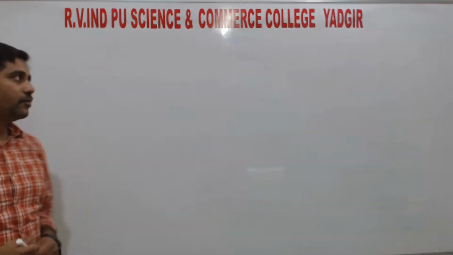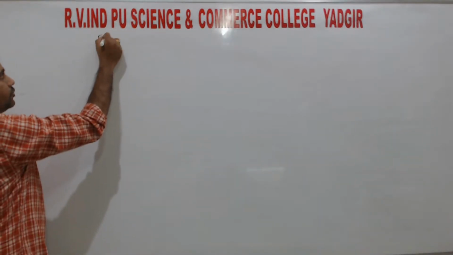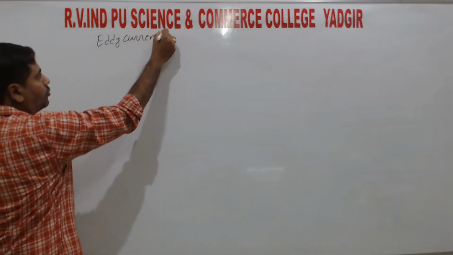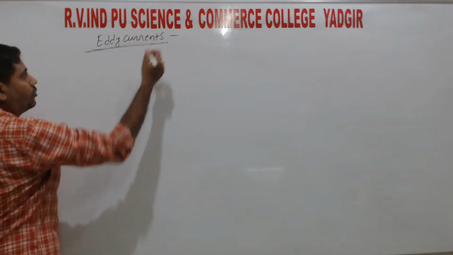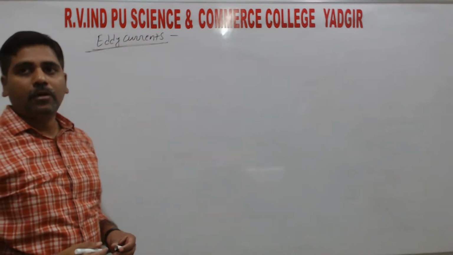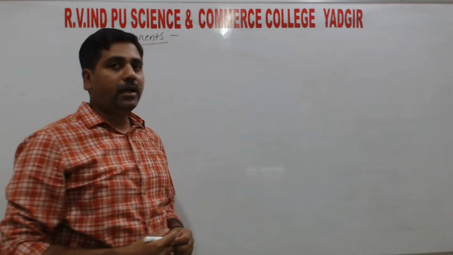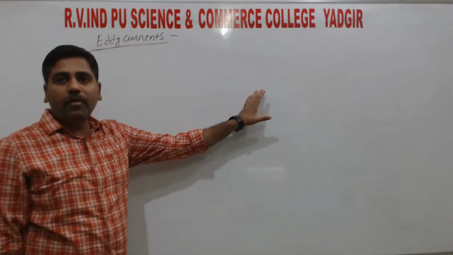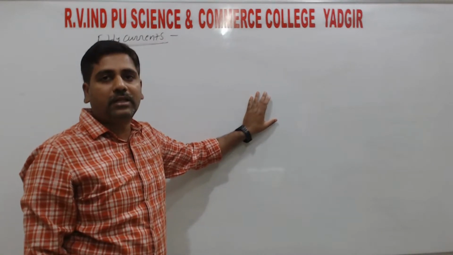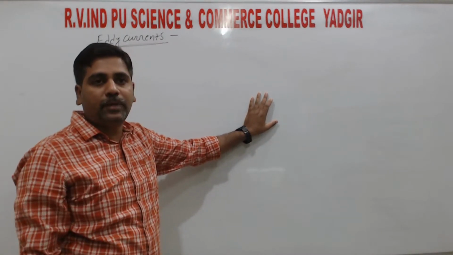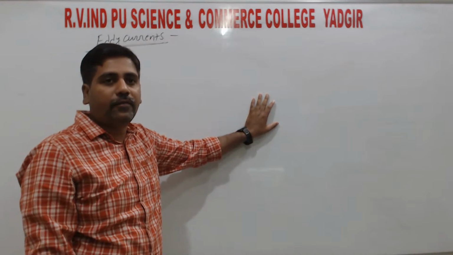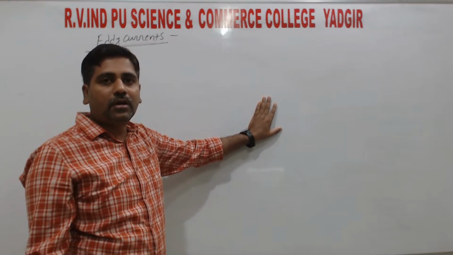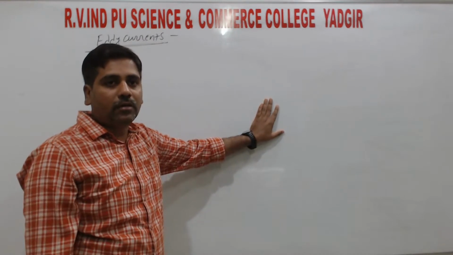So the next one is eddy currents. Right. So what are eddy currents? Previously we discussed the EMF which is induced in a conductor, that is across a conductor placed in a magnetic field. So if we place a conductor in a magnetic field, an EMF is induced there. What did we call that? We called it motional EMF, right?